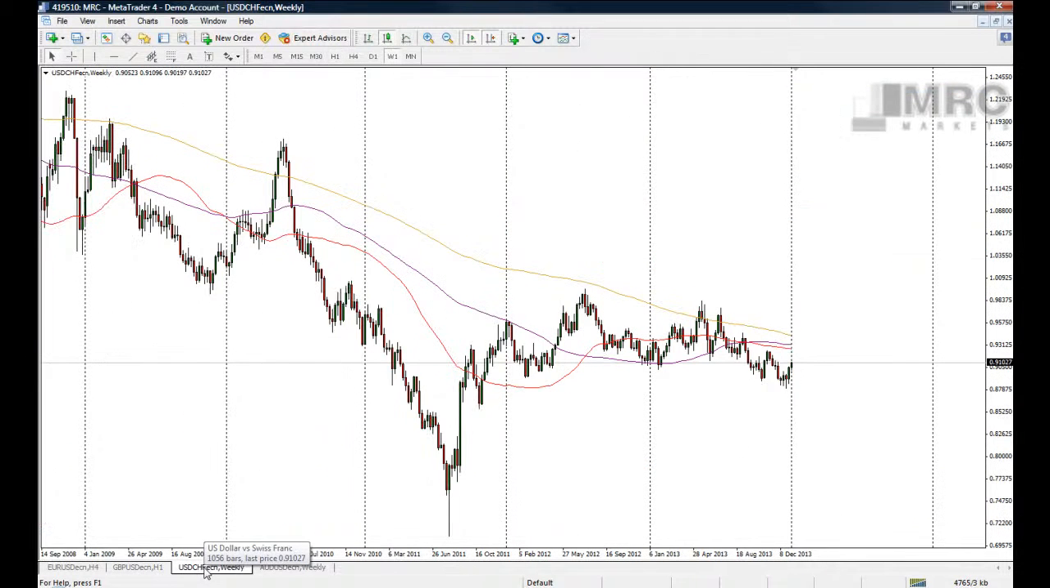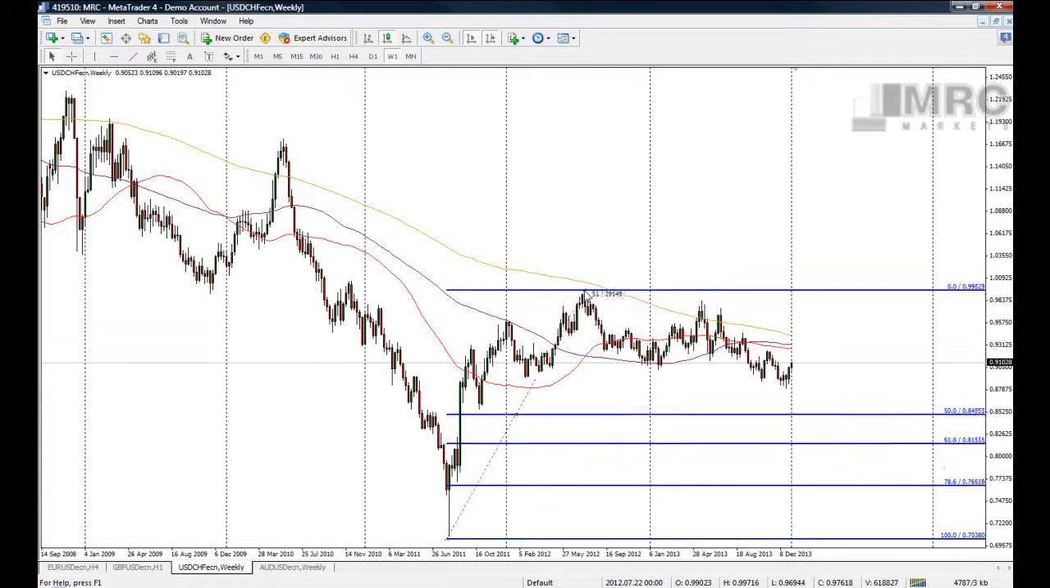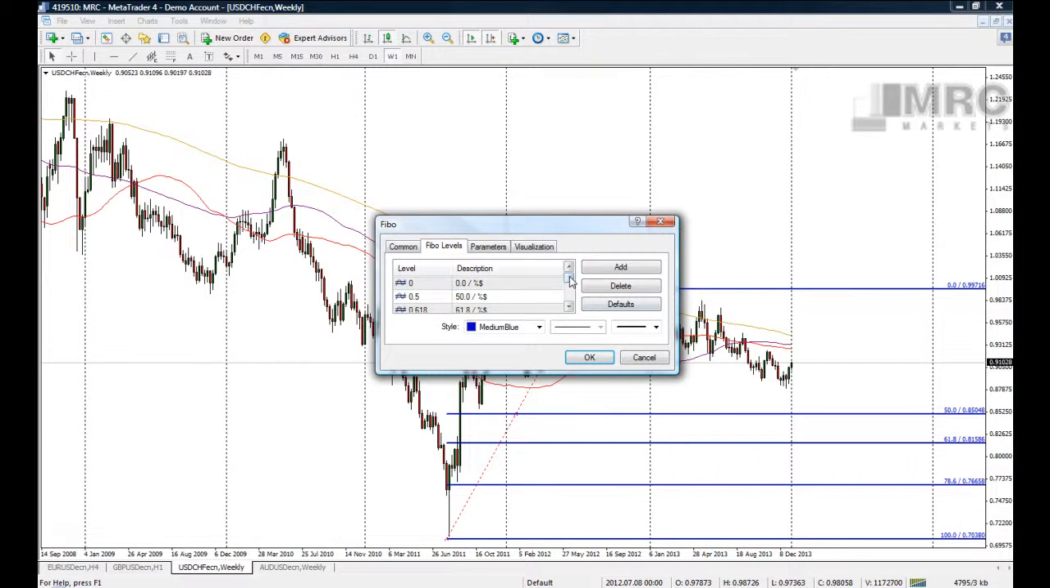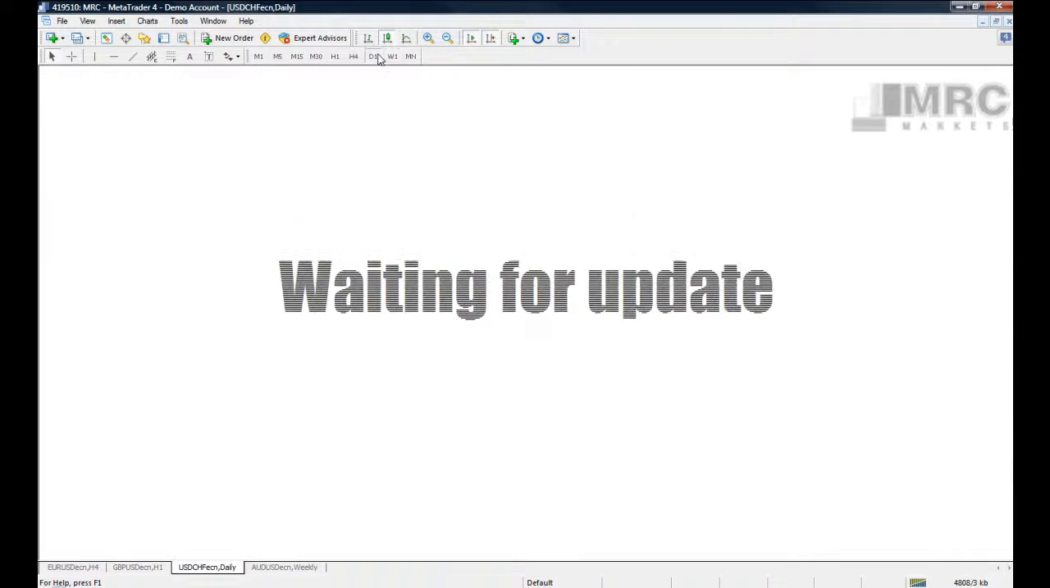So that's cable done. Let's look at the dollar Swiss. Dollar Swiss on the weekly is still pretty boring, to be honest with you. Nothing majorly of interest. I'm still keeping a look at this fib, waiting for it to retrace down to its 50%, but it still hasn't come down there yet. But in terms of the weekly, that's pretty much it. There's more interesting stuff on the daily.